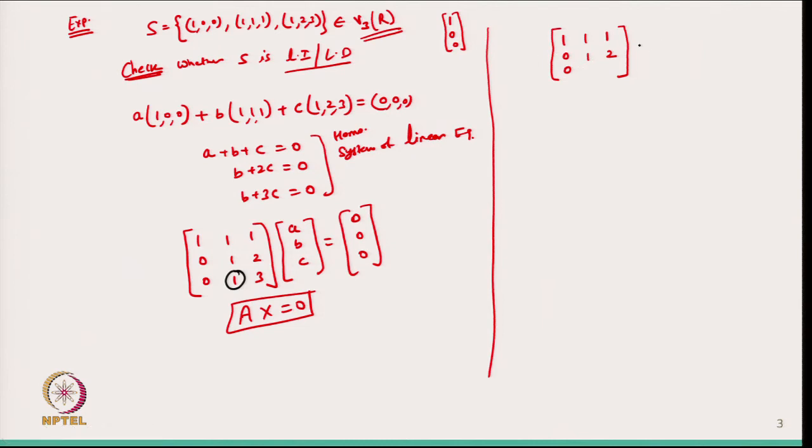So, here I first write R3, then I apply minus R2 plus R3, and from here you can see that I will get 1 1 1, 0 1 2, and it is 0, and this is minus 1 and this is 0. So, minus 2, it is 1. And then it became the upper triangular matrix or the echelon form.